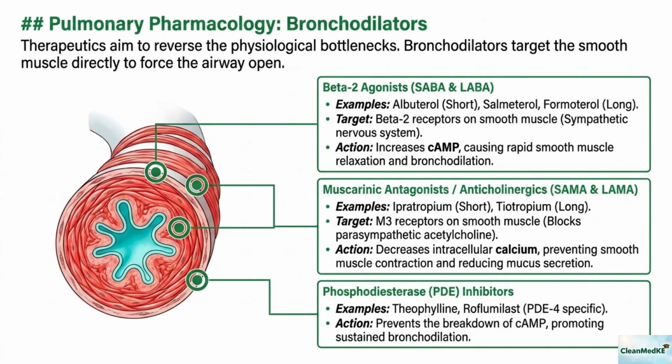When it comes to management, our first-line therapeutics often target the physiological bottlenecks. Bronchodilators work directly on smooth muscle to force airways open. These include beta-2 agonists, like albuterol, which increase cAMP for relaxation; muscarinic antagonists, like ipratropium, which block contraction-inducing acetylcholine; and PDE inhibitors, like theophylline, which prevent cAMP breakdown for sustained dilation.